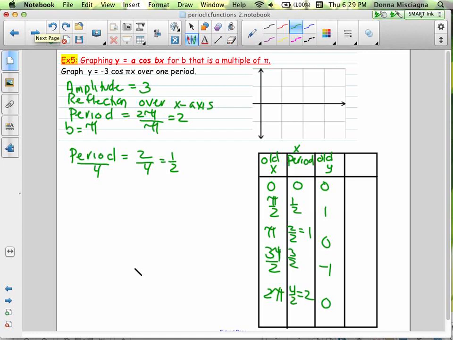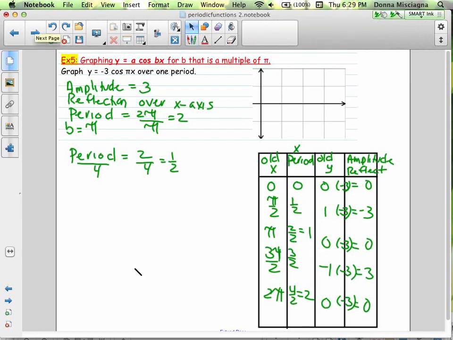We need the new y values, and we'll get that from the amplitude and reflection. We're just going to multiply everything by -3. Well, not everything, just the y values. We're going to multiply the y values, all 5 of them, by -3. Pretty easy multiplication here. That's going to give us 0, -3, 0, 3, 0. Notice I'm going pretty fast here. That's because I think you guys can handle that. You know what 0 times 3 is. So our new points are our new x and our new y.